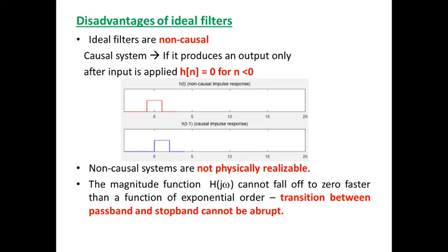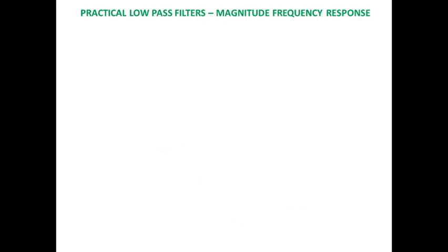And the second important point, as we discussed earlier, is that there cannot be a very sharp transition from the pass band to the stop band. It is again not possible practically. So having all this in mind, we will go for practical frequency selective filters. Specifically, we will be seeing the frequency response characteristics of practical frequency selective filters.